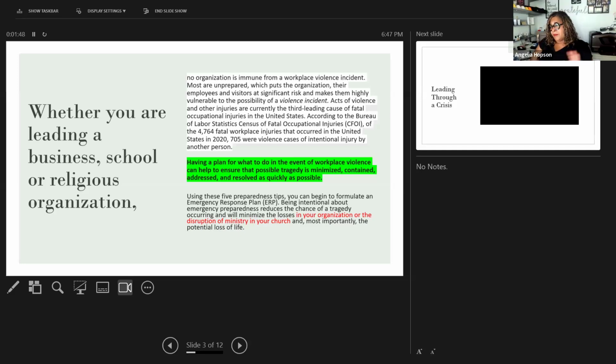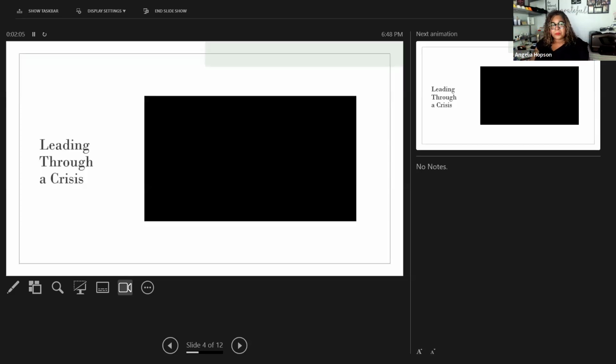So the 5 preparedness tips we're going to talk about help you begin to formulate and think about the plan and think about how to minimize loss in your organization. And I want you to think tonight about both sides of the house. So what's happening Monday through Friday and what's happening on Sunday morning are 2 different things, right?